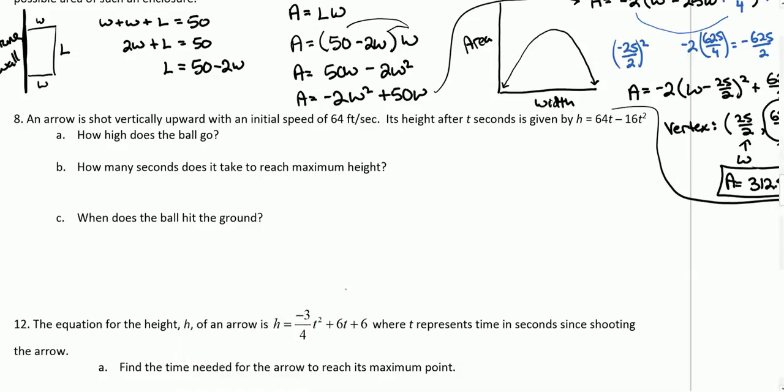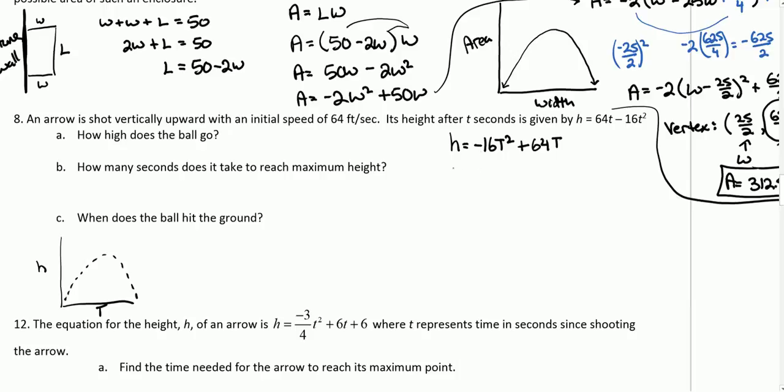Number 8, an arrow is shot vertically upward with an initial speed of 64 feet per second. Its height after t seconds is given by h equals 64t minus 16t squared. How high does the ball go? I'm going to rewrite that equation as h is equal to negative 16t squared plus 64t. I'm going to put this in vertex form. This is a quadratic. Again, we get that picture. I'll draw it down here. We have the height of that ball over time, and so that ball creates this parabola. And the vertex is where we have our highest point.